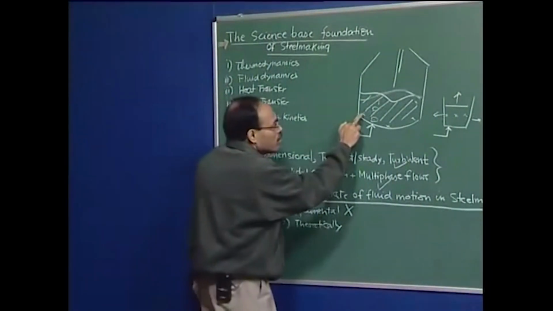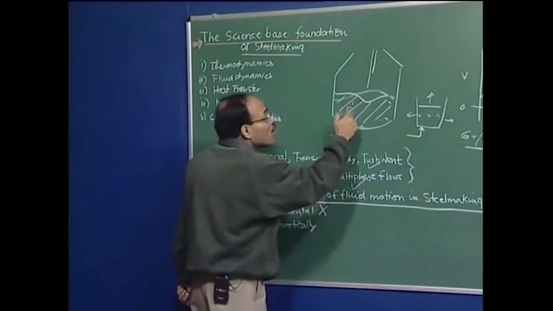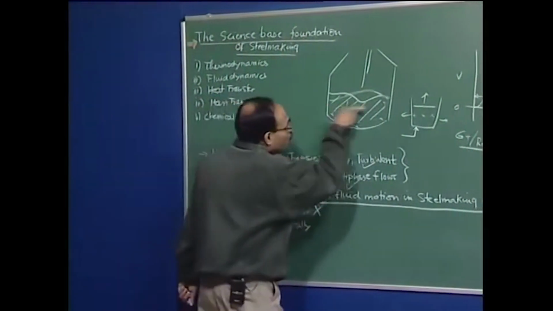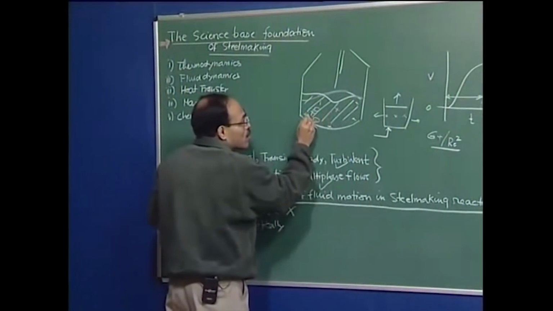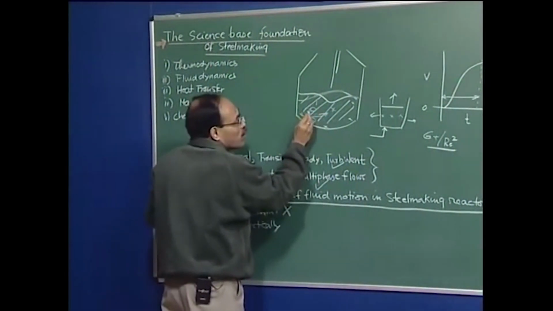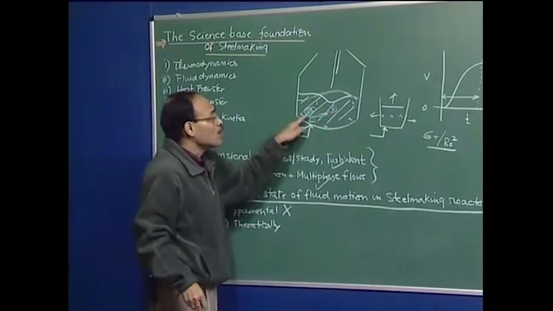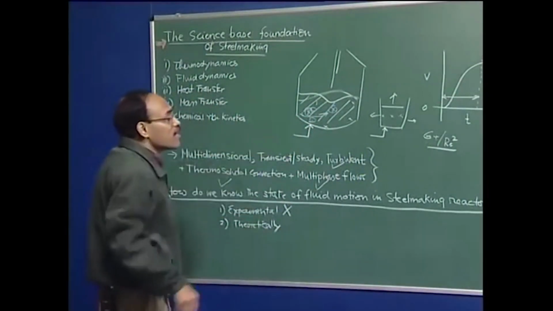Also, the flow of heat or flow of mass from one point to another is going to be related to the fluid flow, because the flow of fluid or melt will take material from one point to another. The rate at which material will flow from this point to this point, or heat will flow from this point to this point, will depend on the extent of the convection current present in the system.